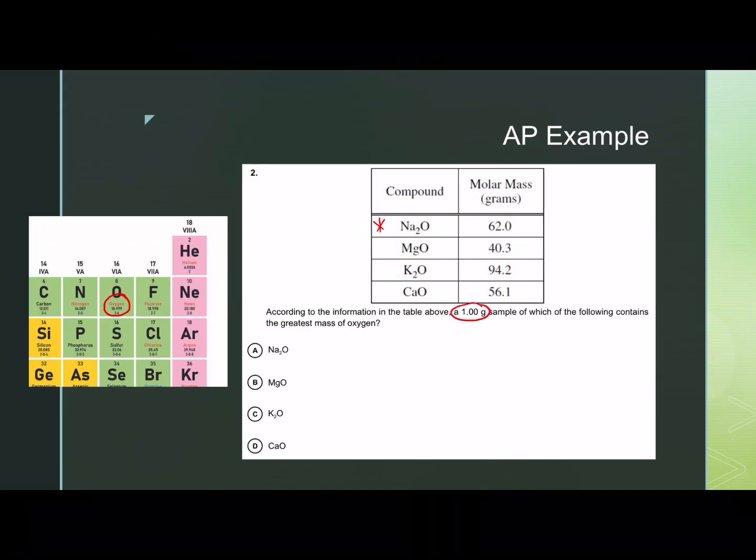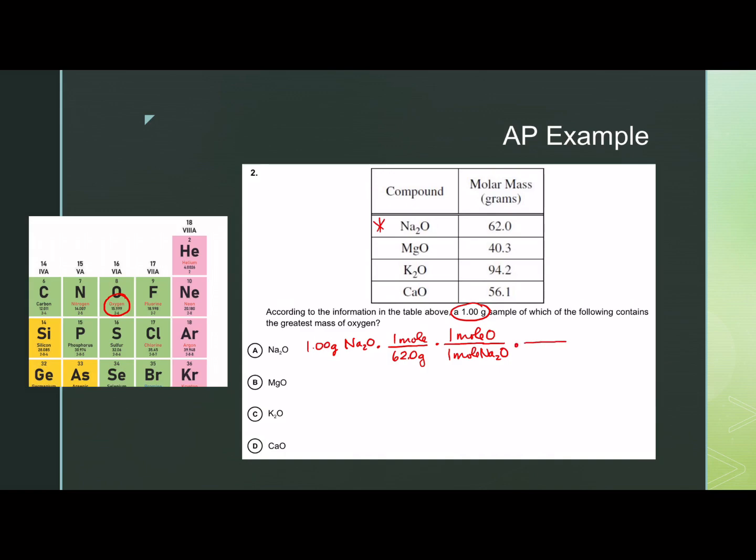So let's do some dimensional analysis, starting with a 1 gram sample of our first sample of Na2O. We start with the 1 gram, and we use our molar mass to convert from grams to moles. And then we're going to use the compound itself, sodium oxide, and say that for every 1 mole of sodium oxide, we would have 1 mole of oxygen, because there's 1 oxygen in the formula. Lastly, we convert from moles of oxygen to grams of oxygen, and without putting this into the calculator, what we can see is the fraction will be 16 out of 62.